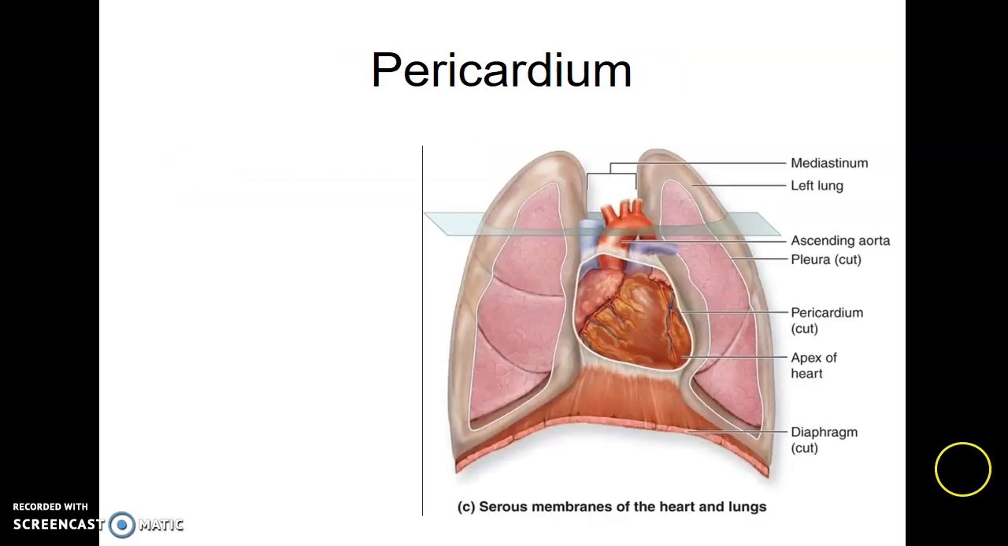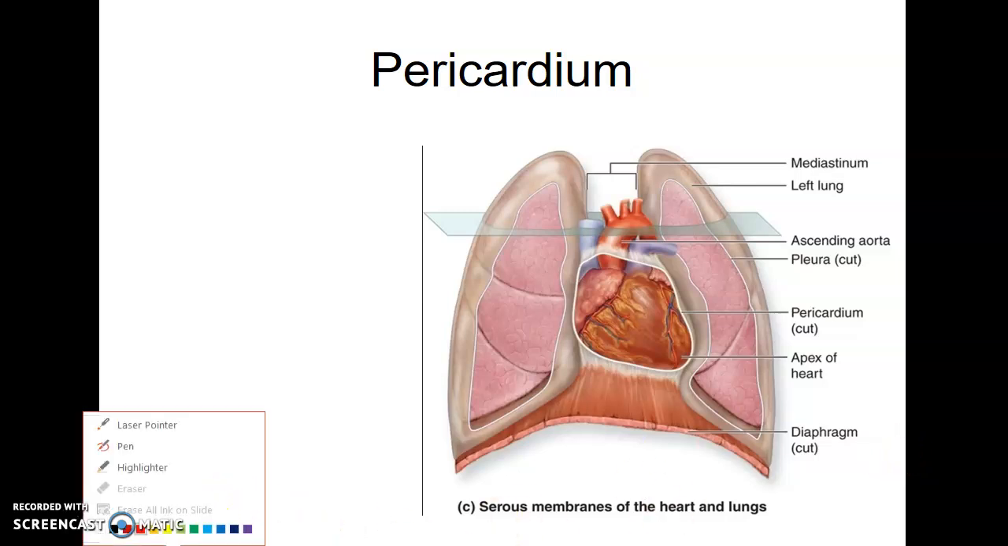So here is the heart sitting in the chest, and let me get my little pointer here.